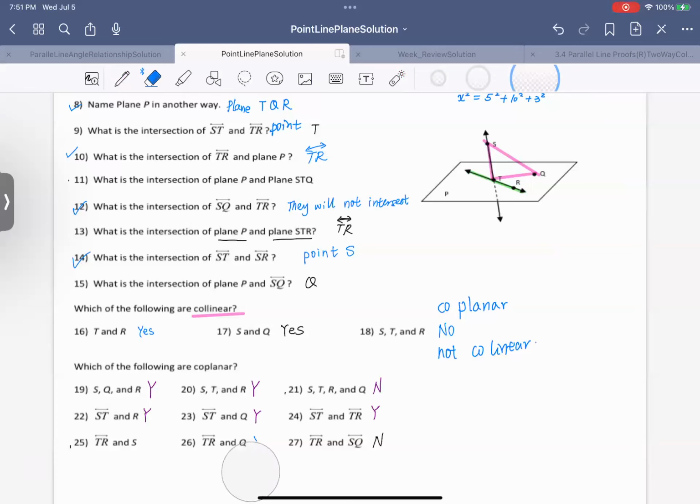Let's do a few more, please. Look at here. TR and S is coplanar. TR and Q. Yeah. Good. TR and SQ. Be careful. No. Good job. Very good. No, it is a skew line, so it's not in the same plane, right?